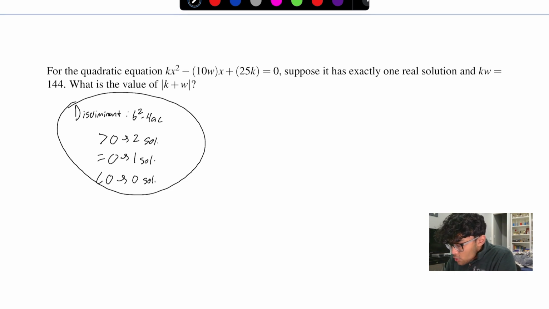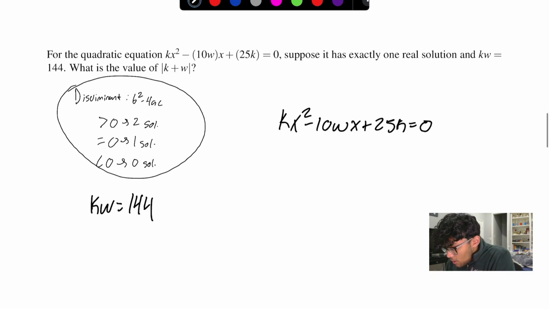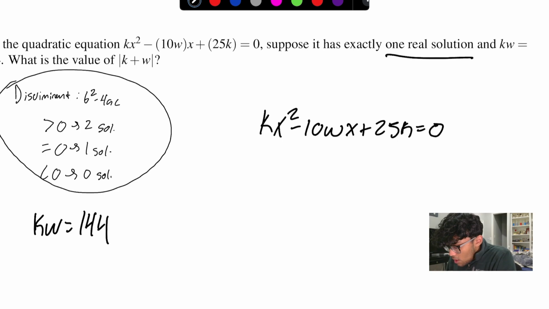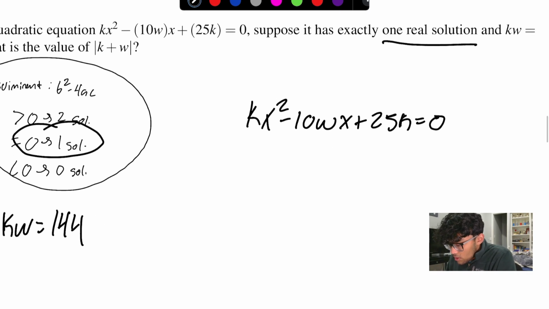So let's use our equation kx squared minus 10wx plus 25k is equal to 0. And we also know that kw is equal to 144, but I can't really do anything with that right now. Since we know that this has one real solution, the discriminant has to be equal to 0 here. So instead of working with this annoying equation, you can break it down further.